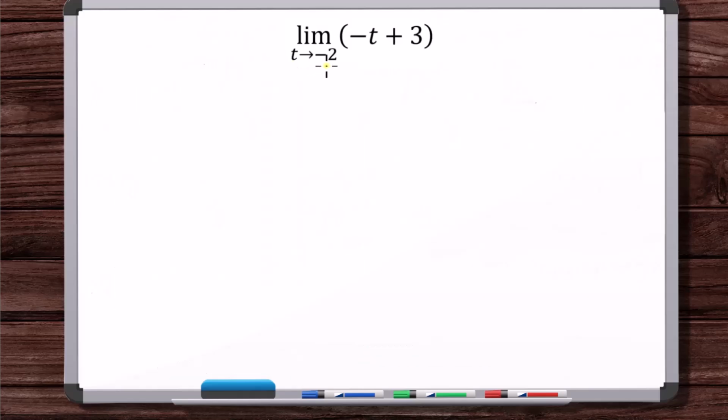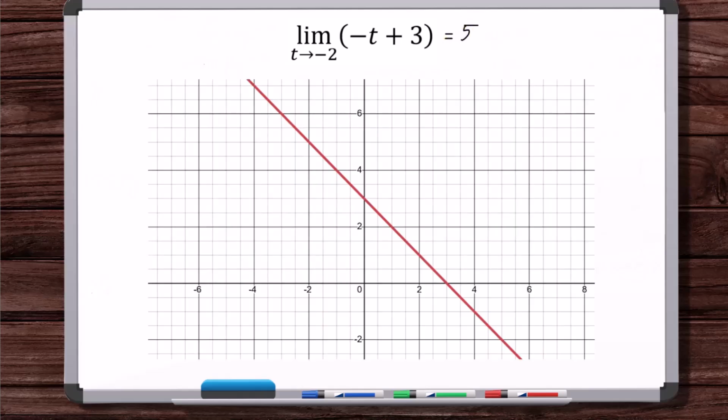Okay, the limit as t approaches minus 2 of minus t plus 3. Well, polynomials like this line are continuous everywhere. So just plug in minus 2 for t. So minus minus 2, 2, and there you go. This is just a line. At t equal to minus 2, the function is approaching 5.